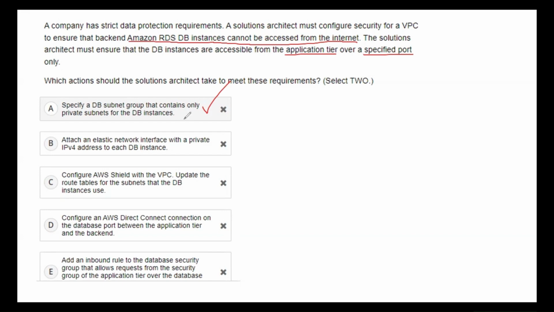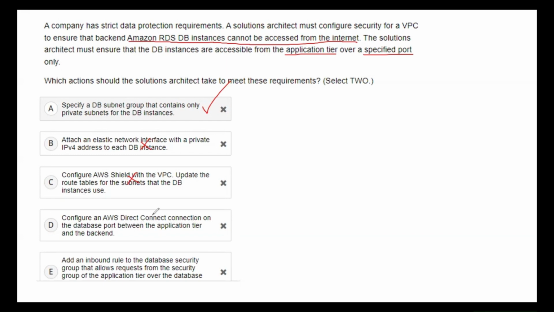Okay, so this is one correct answer. Then associating an Elastic network interface with a private IP address to each EC2 instance. This may not help here. Configuring the Shield with a VPC. No, I think we'll have to eliminate all these answers. And configuring a direct connection on the database.